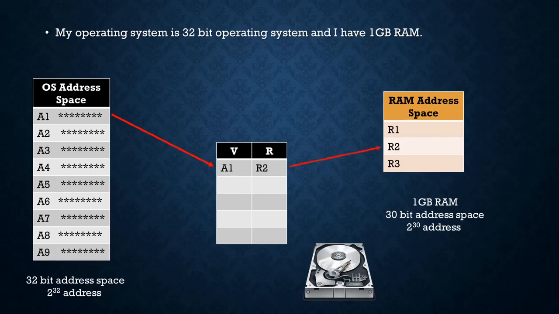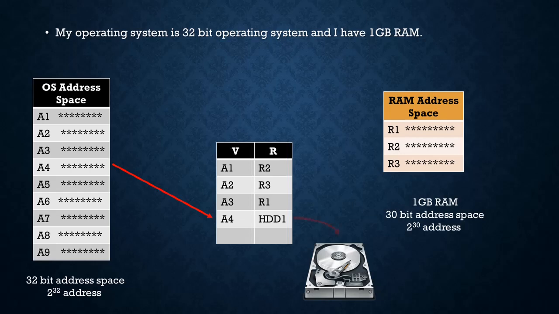So the mapping, the connection part, is done by the table. And then the A2 address is mapped with R3 and the A3 address is mapped with R1. Now you can see my RAM space is finished. But I want A4 also, but I don't have RAM space. Therefore, I store it in the hard disk.